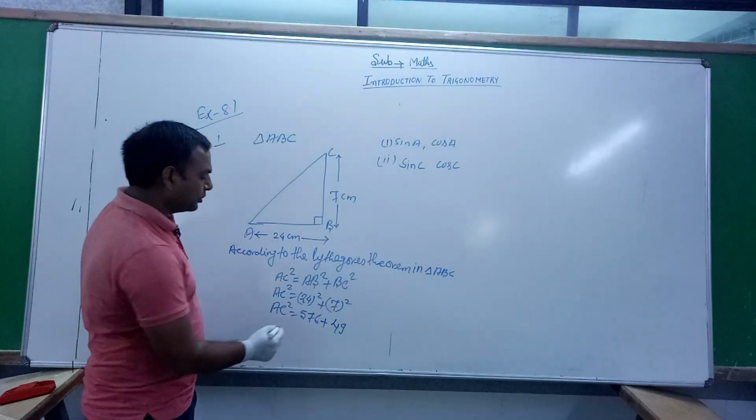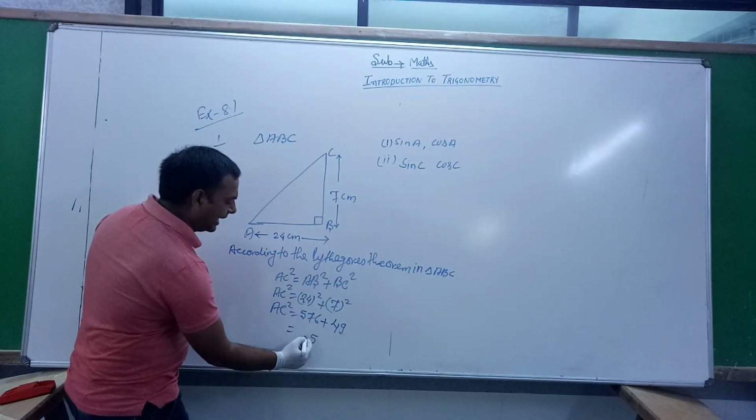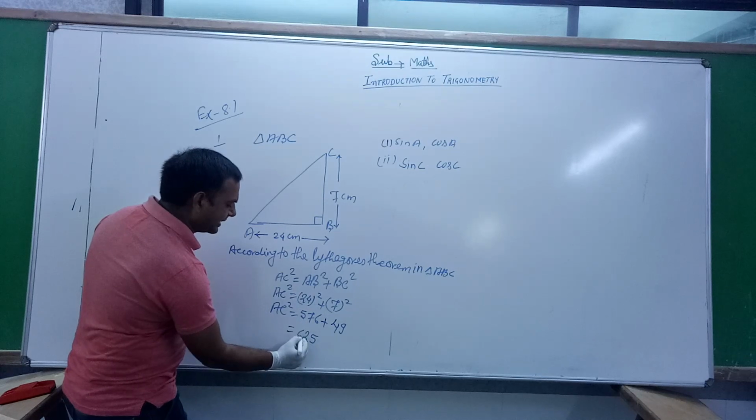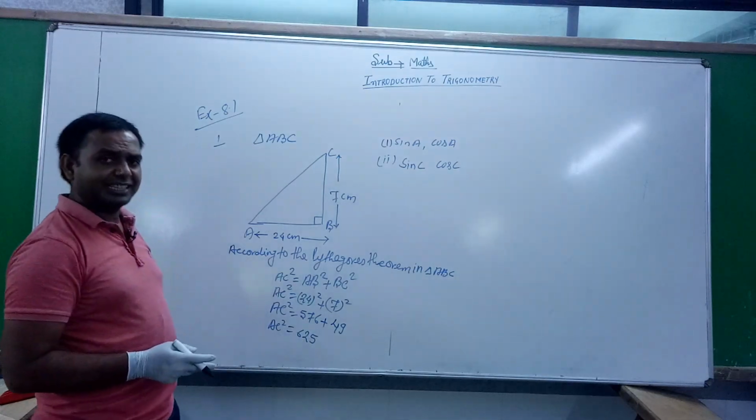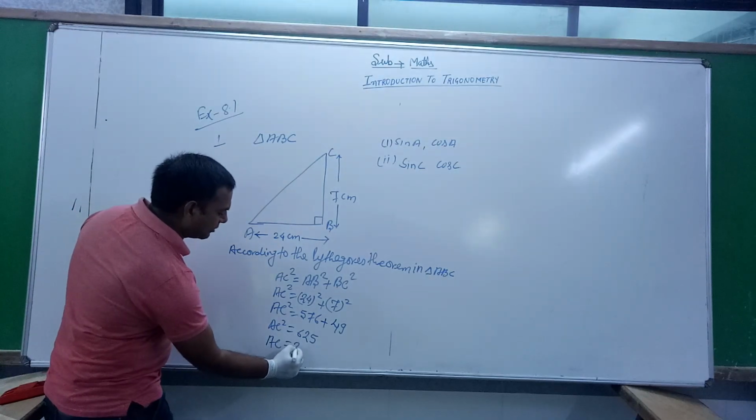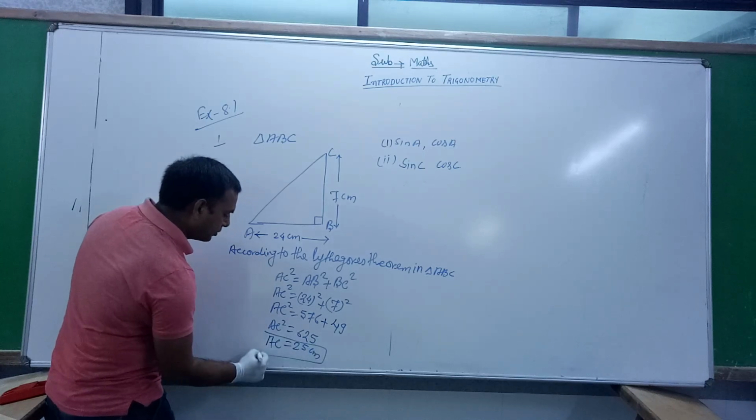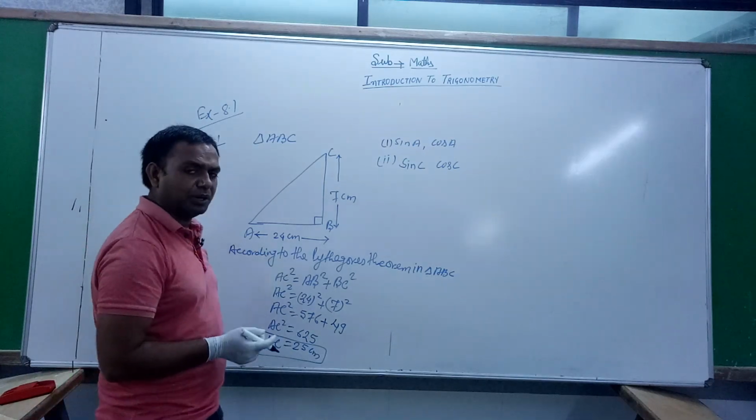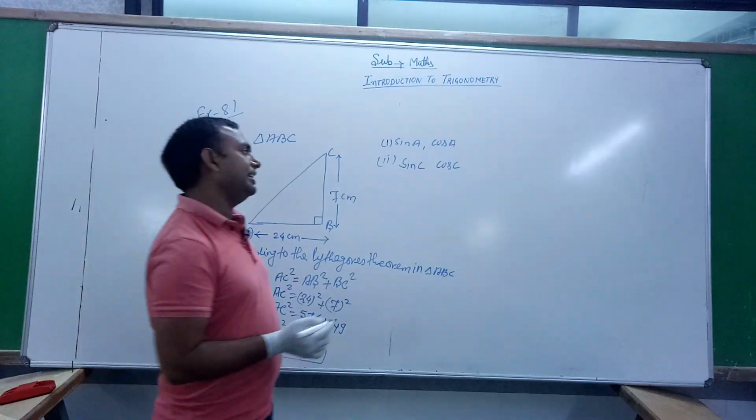Okay. So you add: 9 and 6 is 15, 4 and 7 is 11, 1 is 12, and 5 and 1 is 6. AC square is equal to 625, and the square root of 625 is 25. So the value of AC is equal to 25 centimeter. Here you got the value of AC, that is 25 centimeter, right? After that you find the sine A.